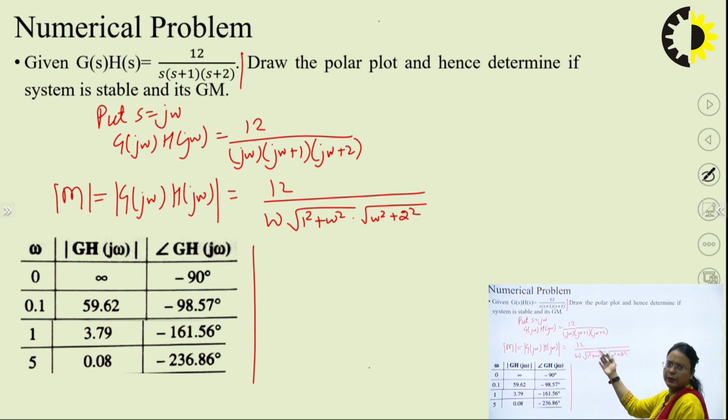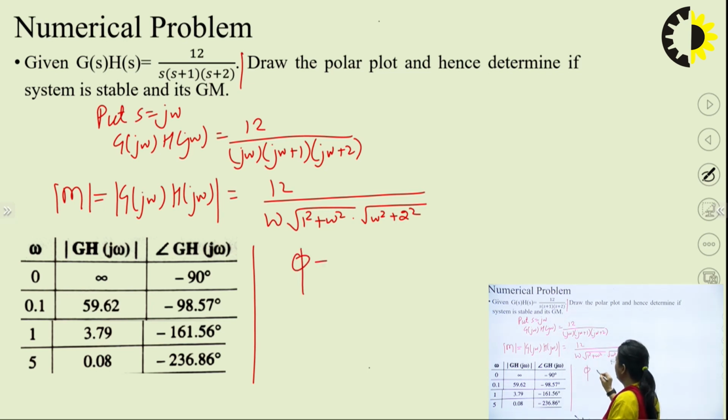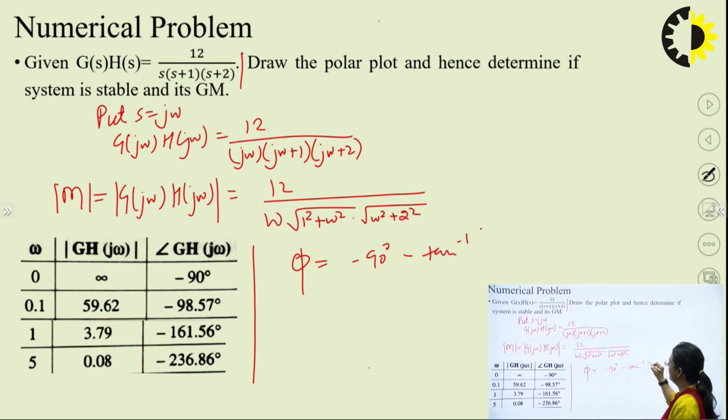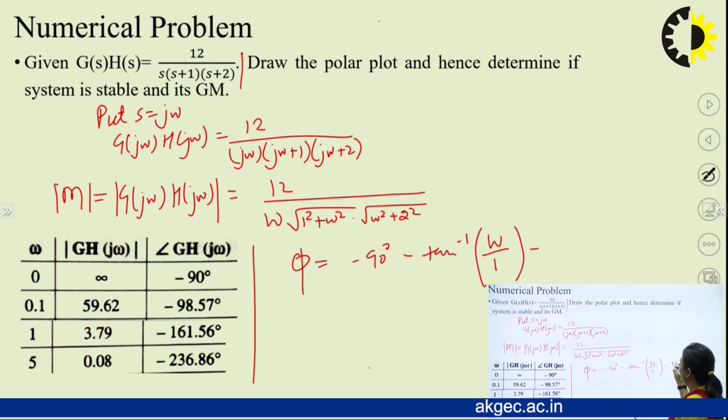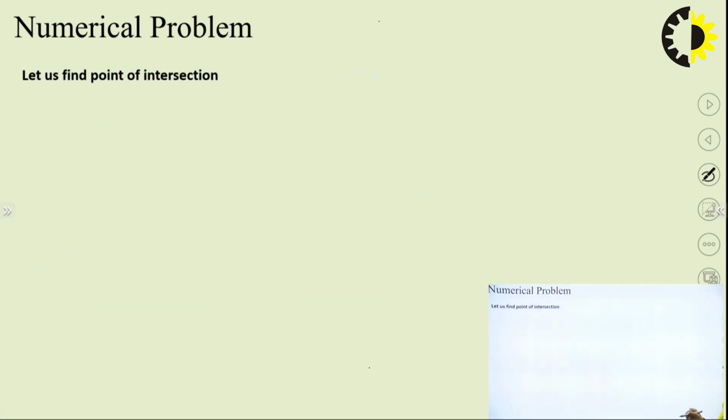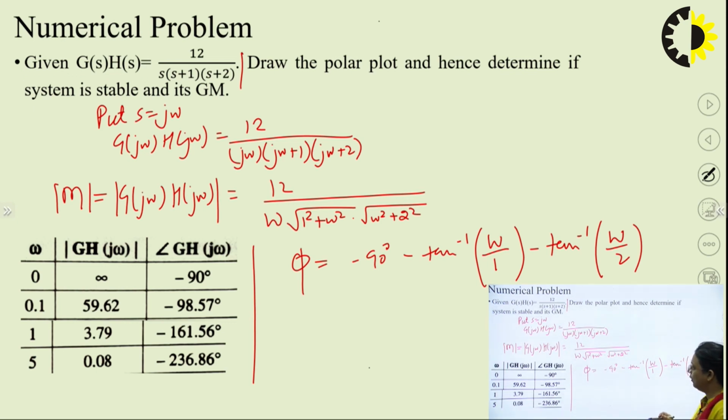Or I can take a single root within a bracket, this is the same, no problem. The angle of G(jω), that is phi, will be equal to minus 90 degrees for the pole at origin, and minus tan inverse ω upon 1 minus tan inverse ω upon 2 will be the phase angle for this system, right. Now, I will calculate values. When we put ω equals 0 in phase angle and magnitude, I am getting the magnitude as infinity and phase angle as minus 90 degrees.